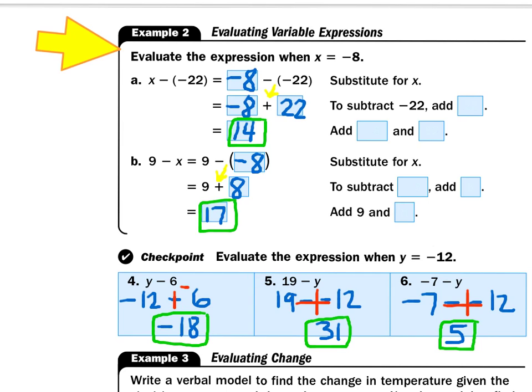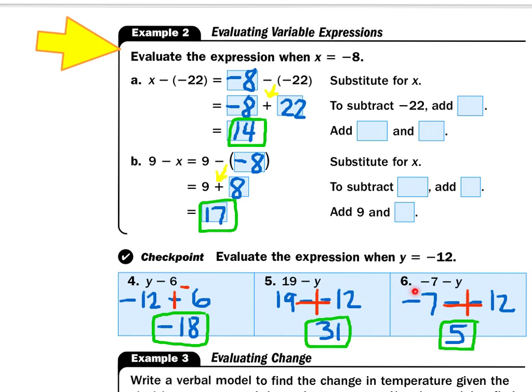Look at number 5 with me. This is 19 minus y, so I'm going to plug in negative 12 for y. Notice how there were two negatives right next to each other, so let them morph into a big giant plus sign. So this becomes 19 plus 12, which gives us 31.